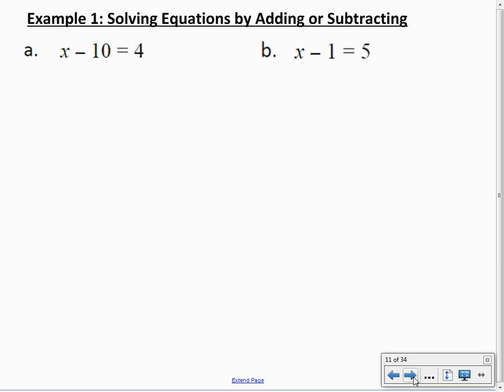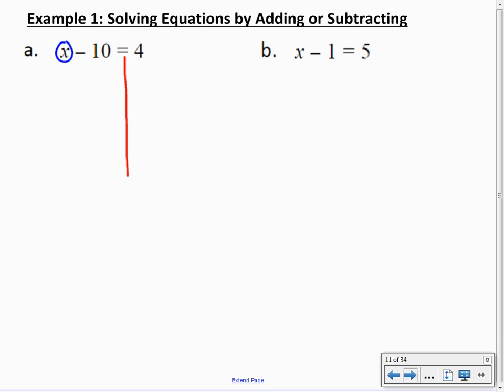In example A, we have x minus 10 is equal to 4. Now, I'm going to do something here. I'm going to draw a line underneath my equal sign so that we can cut this equation into two halves, two sides. We have a left side and a right side. Remember, when we're solving, our goal is to get our variable, which in this case is x, all by itself.